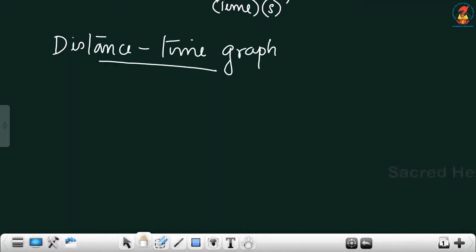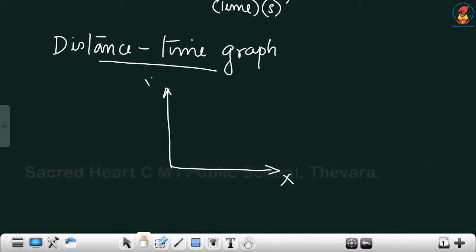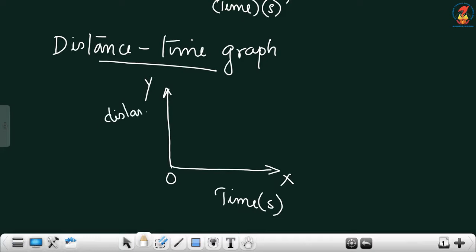When you write distance time graph, write distance, put a hyphen and write time. To represent the distance time graph, first we will draw the axes of the graph: x, y, origin. Time is represented along the x axis, that is in seconds or minutes or hours according to the question. Normally we will represent the SI unit. Then along the y axis we will represent distance and its SI unit. Now according to the question we can plot the graph.